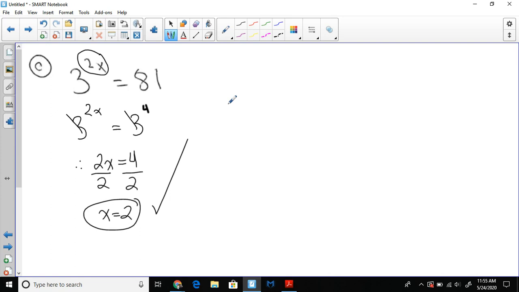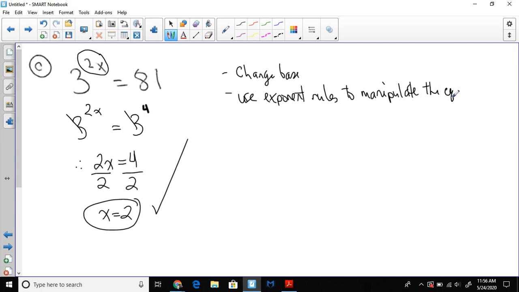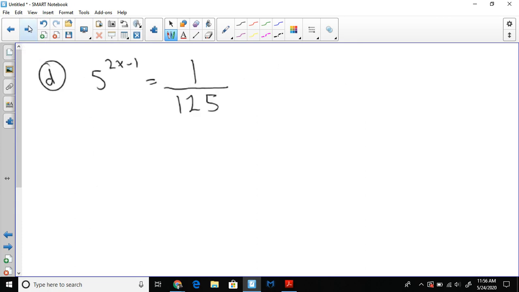Okay. So again, hopefully these aren't too bad. Obviously, we will start changing them up, where now not only do I have to change the bases, but now we are going to use exponent rules to manipulate the equations. Because really, these first 3 examples, we haven't done that at all. It's just been change the base so it's the same, make the exponents equal. Okay, so here is one where I'm going to do that.